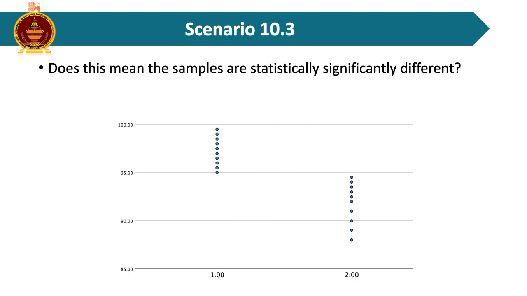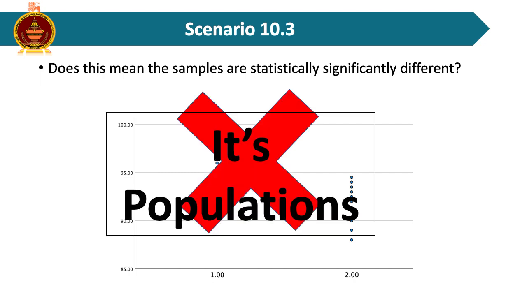Scenario 10.3. Does this mean the samples are statistically significantly different? Somebody might think that yes, there's a statistically significant difference, but the conclusions are not regarding the samples. Always, our statistical conclusions are regarding the populations. So, does this mean the samples? No, these are regarding the populations.